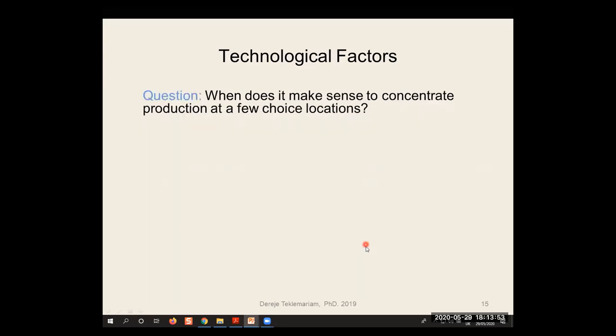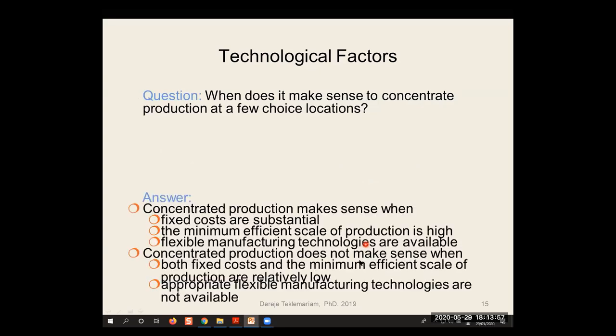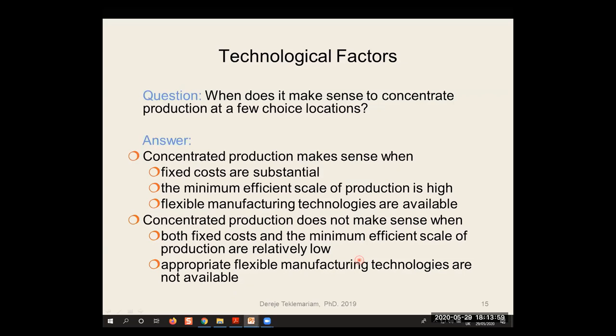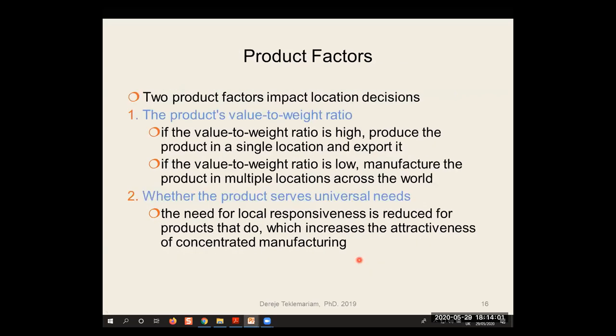What are the technological factors? You can read this; this is not such a huge issue. Product-related factors we can classify into two. The product's value-to-weight ratio is a very, very important concept. If the value-to-weight ratio is high, produce the product in a single location and export it. What does value-to-weight ratio mean?